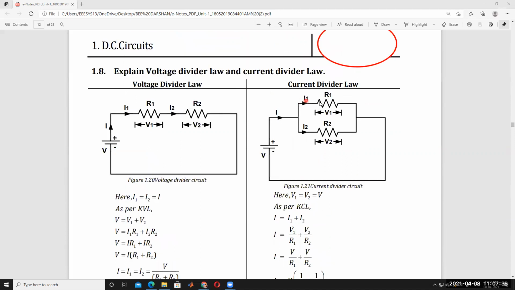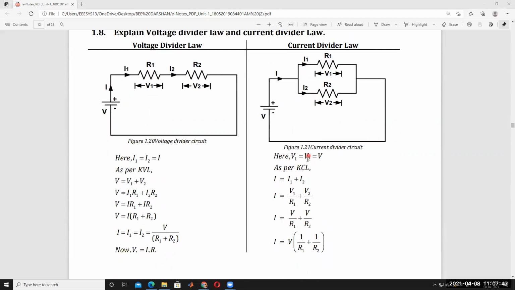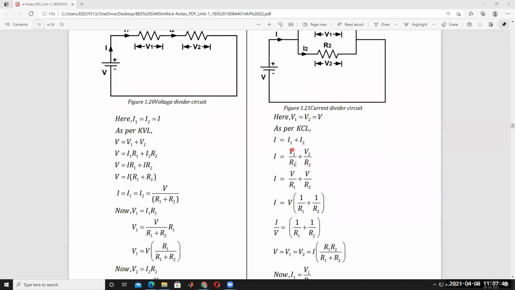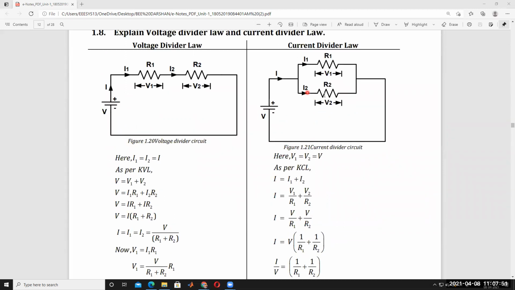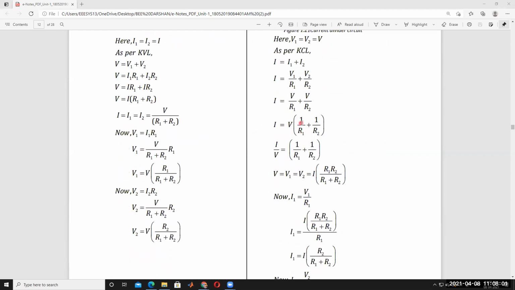I is equal to I1 plus I2. What is the current here? V1 divided by R1 is nothing but the current, the voltage drop across this resistor divided by R1, which is I1. So I1 is equal to V1 by R1. What is the current I2 here? V2 divided by R2. So the voltage drop across the resistor is known, and the current I2 is equal to V2 divided by R2.